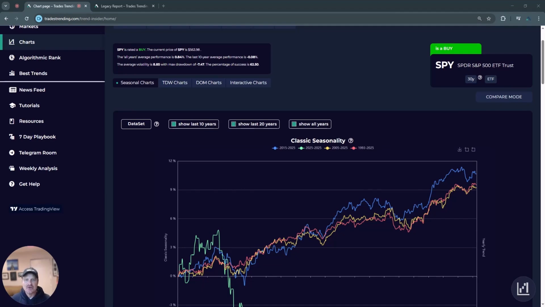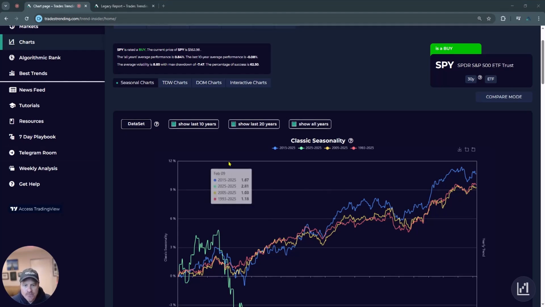Let's get right into the charts and to the data. So we're looking at the SPY, the S&P 500 ETF. Why do we look at the S&P 500? Because very simply, it is one of the largest and most liquid markets in the world. And this is where the smart money and the institutional players are, exactly who we want to follow.